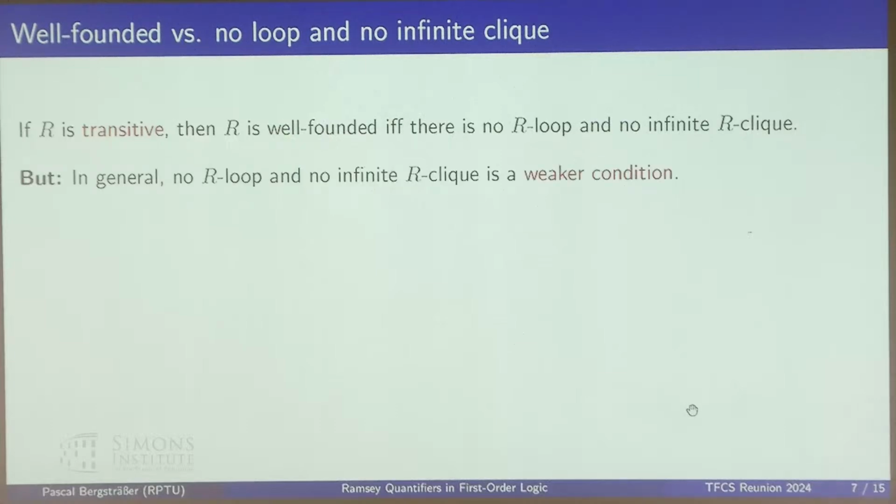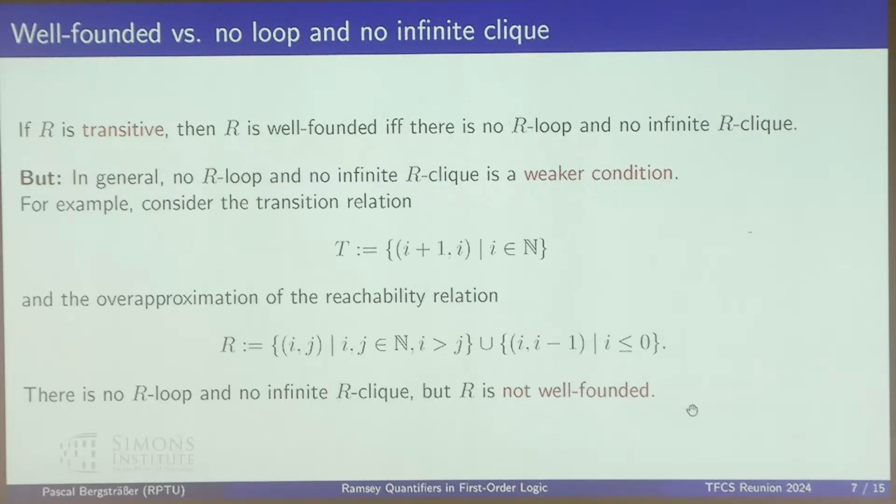But in general, we are looking at this over-approximation, which could be non-transitive. And what I say here is that this condition, that there's no loop and no infinite clique, is a weaker condition. So it is fulfilled by more R's. More solutions for R fulfill this condition, but it's still enough, as I said, to prove termination. To see this, let's consider this example, where we have a transition relation T, which just says I can go from i plus 1 to i for all natural numbers. So I do not go below 0.